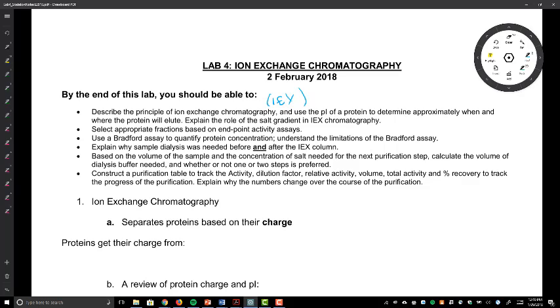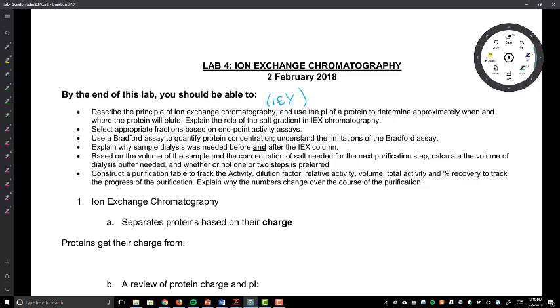You need to be able to select the appropriate fractions from an elution based on the endpoint assays, which is just a modified activity assay, to be able to use a Bradford assay to quantify protein concentration, and then understand the limitations of an assay. You need to be able to explain why we need to dialyze a sample before and after the IEX column. Based on the volume of the sample and the concentration of salt needed for the next purification step, you need to calculate the amount of dialysis buffer needed and whether 1 or 2 steps is preferred.